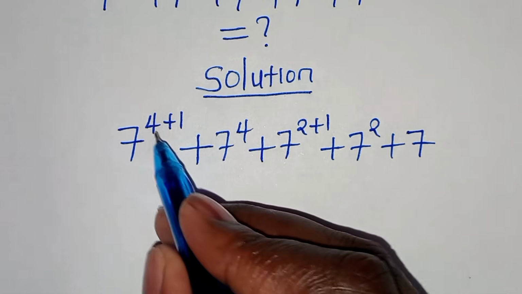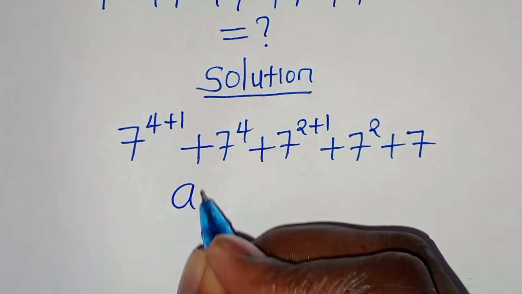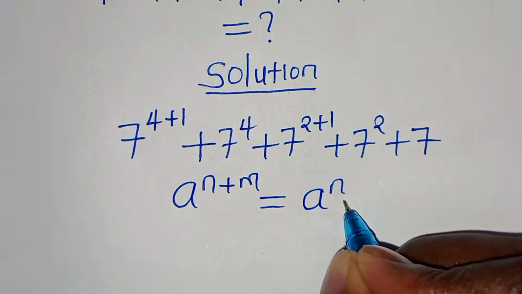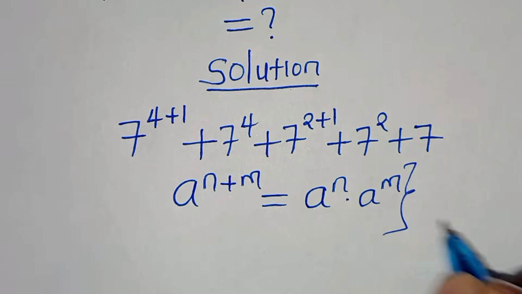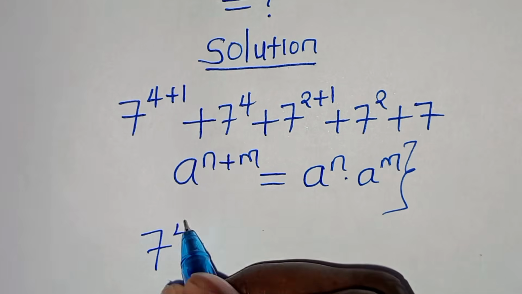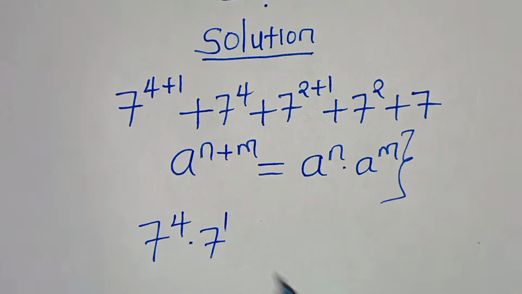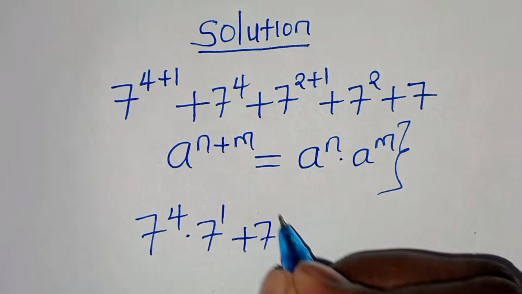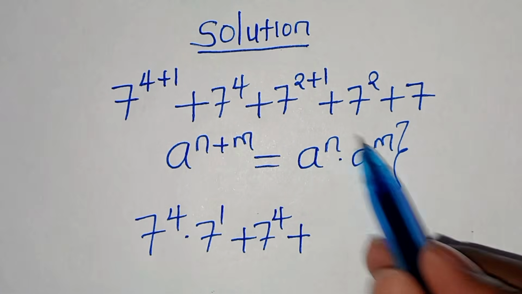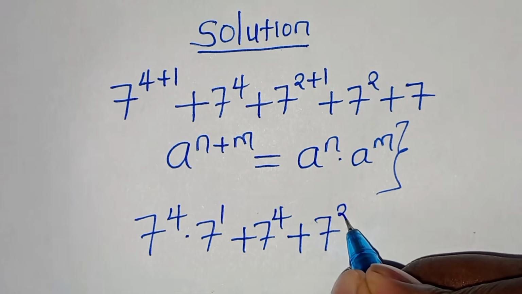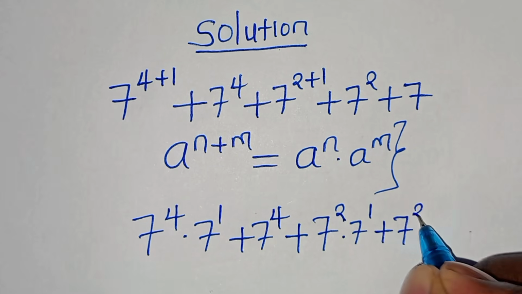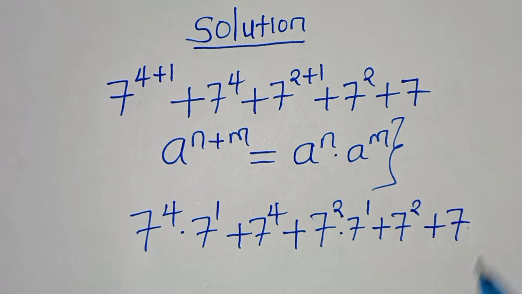Now, 7 to the power of 4 plus 1, this is in the form of a to the power of n plus m, which we can express as a to the power of n times a to the power of m. Applying this exponent property, then we have 7 to the power of 4 times 7 to the power of 1 plus 7 to the power of 4, then plus 7 to the power of 2 plus 1. Applying this property, this becomes 7 to the power of 2 times 7 to the power of 1, then plus 7 to the power of 2, then plus 7.